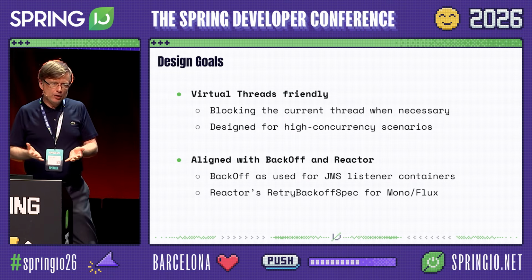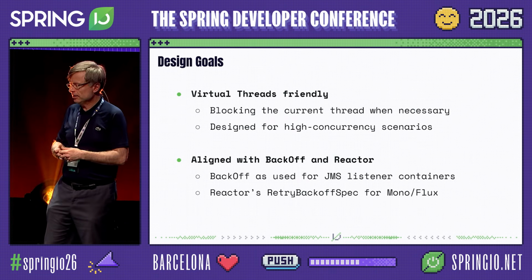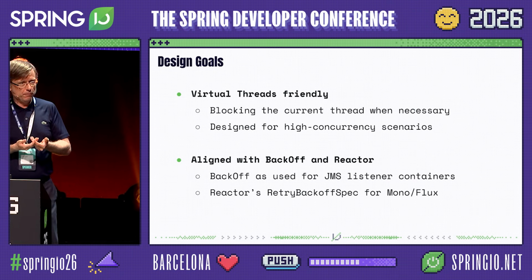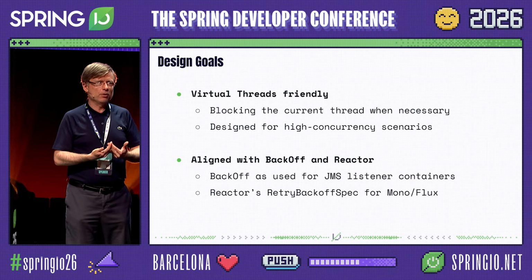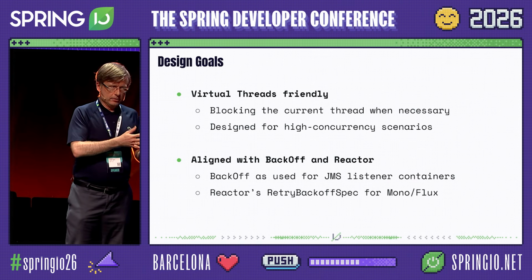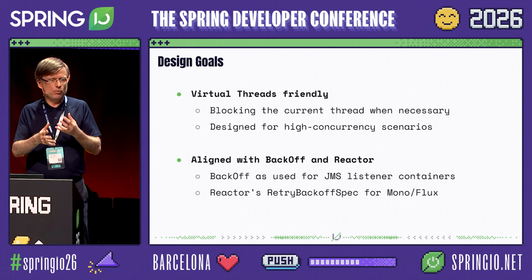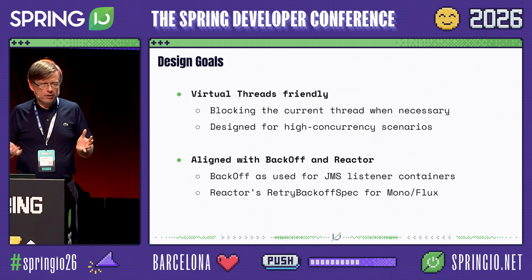And for inspiration, Project Reactor has a very flexible retry back-off spec arrangement that you can apply to reactive pipelines. This has been a source of inspiration for our retry features, for how you can express yourself, and for basically what you can fine-tune. We were trying to align with everything Reactor can do there.